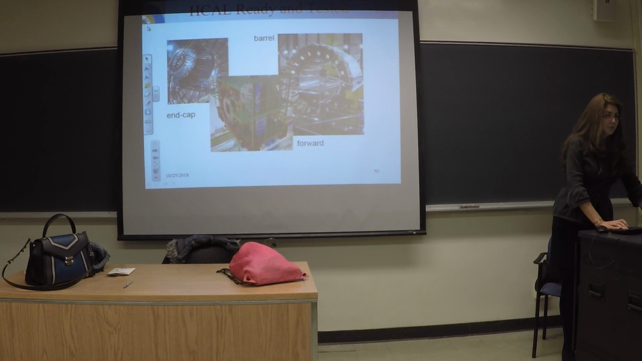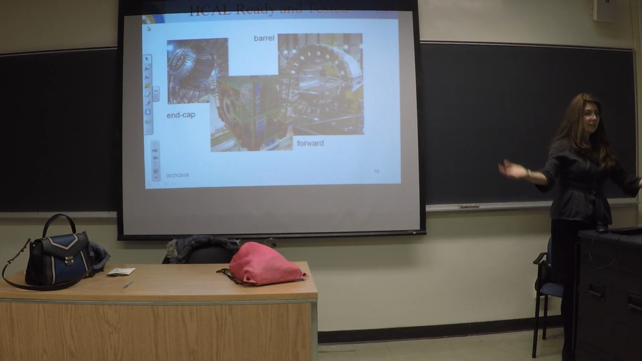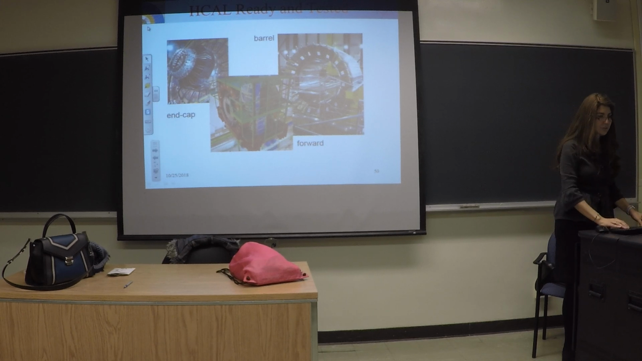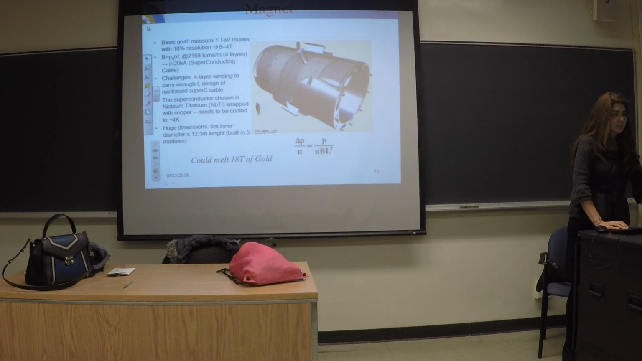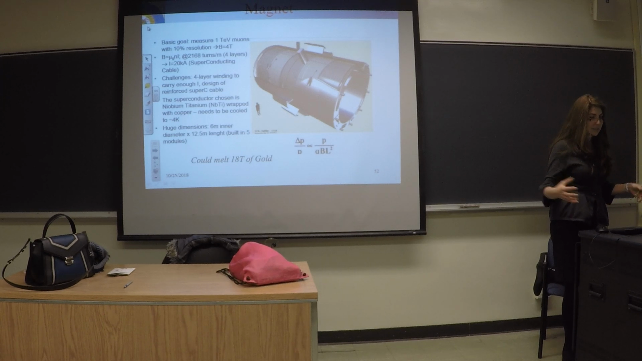Okay, so we have the concentric layers of the hadronic calorimeter, and then comes the magnet. All of that is inside the magnet to give a curvature. And here is the magnet. The basic goal is to measure a 1 TeV muon with 10% resolution at 4 Tesla. And you can see from the magnetic field and how you calculate it, you need about 21,000 turns per meter, 4 layers of them. The challenge is the 4-layer winding to carry enough current, and the design has to be reinforced so that it's not too heavy and it's good enough.